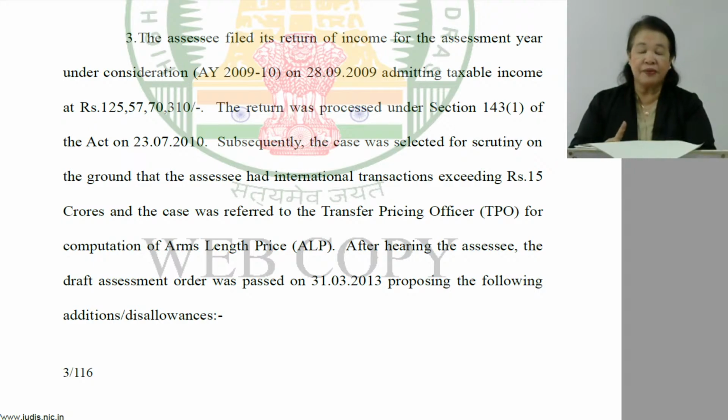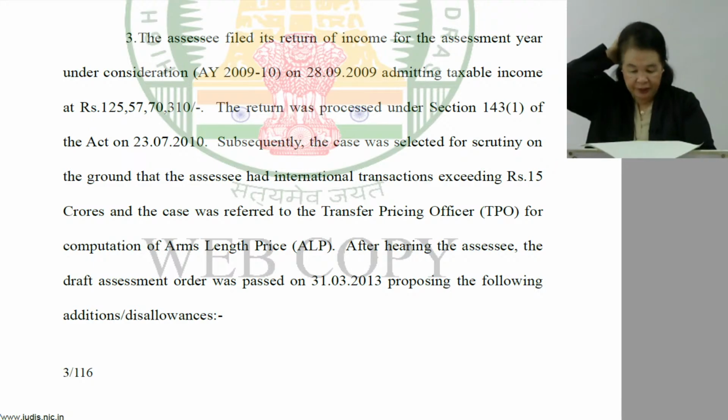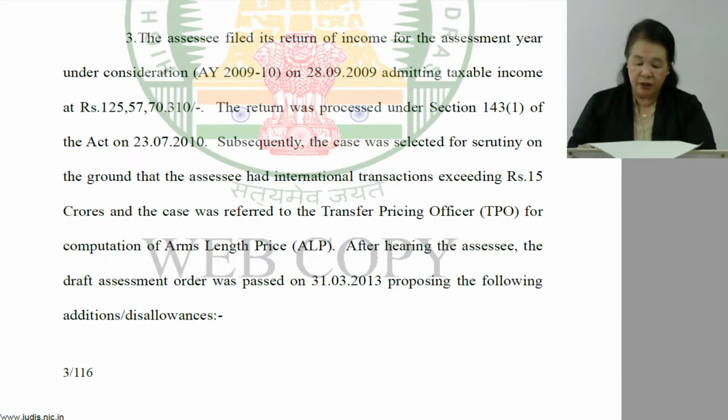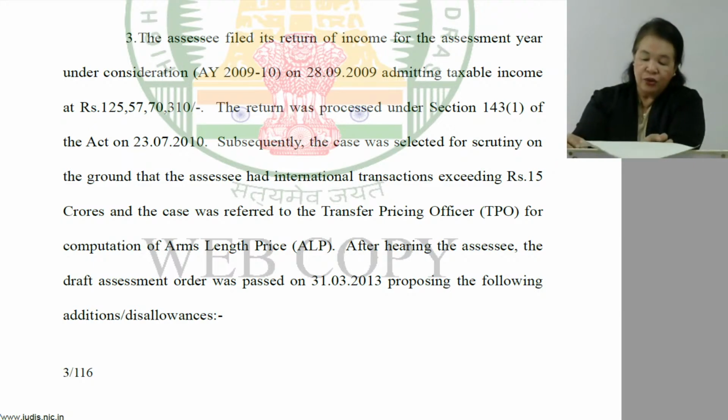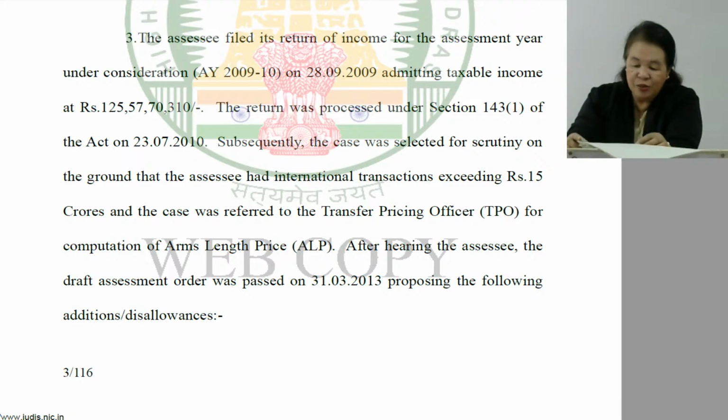So there is no specific letter of authority issued to the taxpayer to conduct a transfer pricing audit. Basta't binigyan ka ng letter of authority for a regular audit, kasama na dyan yung transfer pricing. Okay. So, anong ginawa dito? The case was referred to the transfer pricing officer for computation of arm's length price. After hearing the assessee, the draft assessment order was passed proposing the following additions or disallowance. So, ito yung mga disallowances proposed in the draft order.